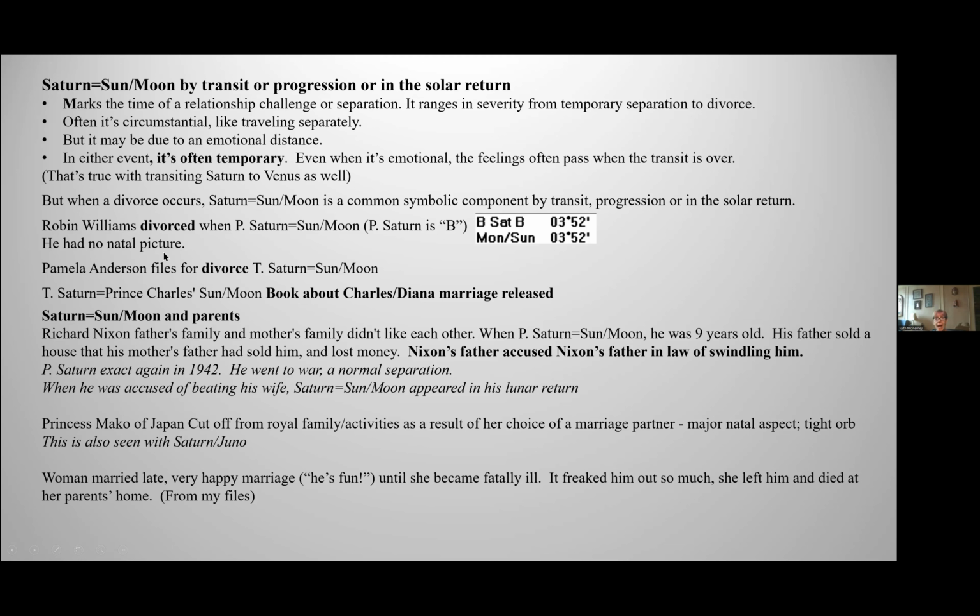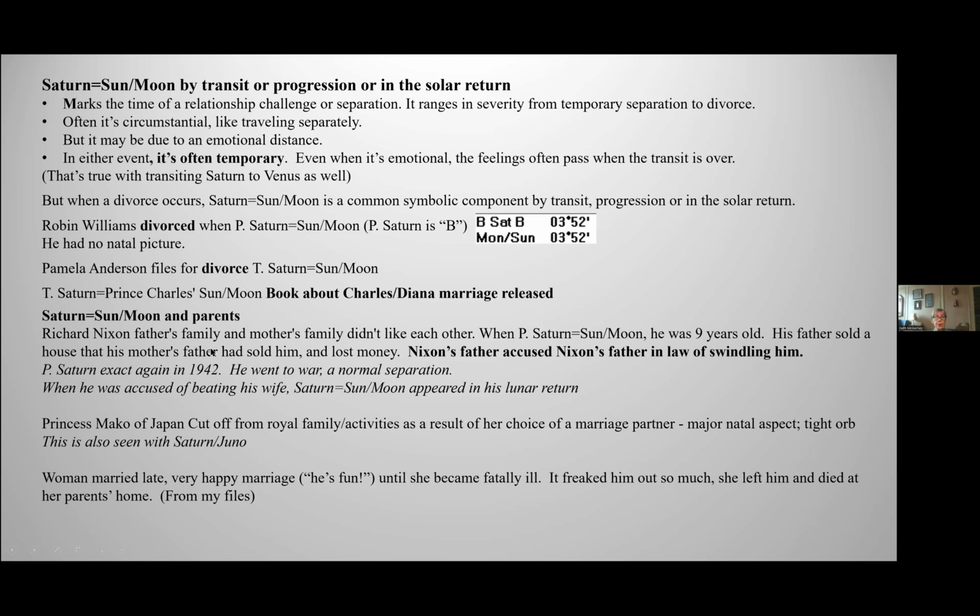Here is Robin Williams. He had no natal picture, but when progressed Saturn was exactly on the Sun-Moon midpoint, he divorced. When Pamela Anderson filed for one of her divorces, transiting Saturn was on her Sun-Moon midpoint. She didn't wait. When Prince Charles had the transit, a book about his bad marriage was released.